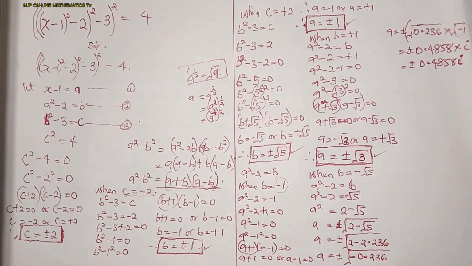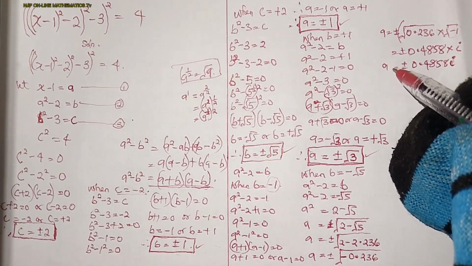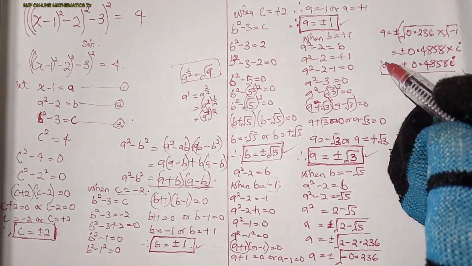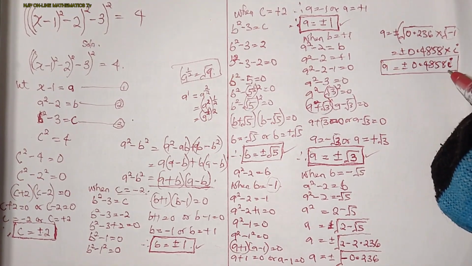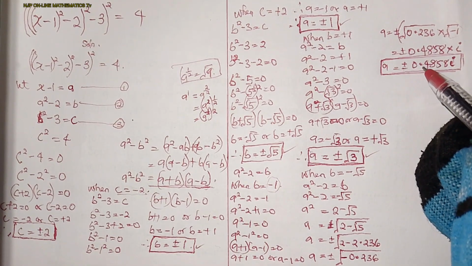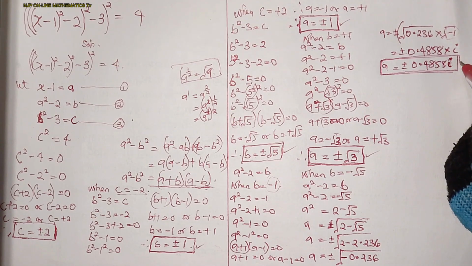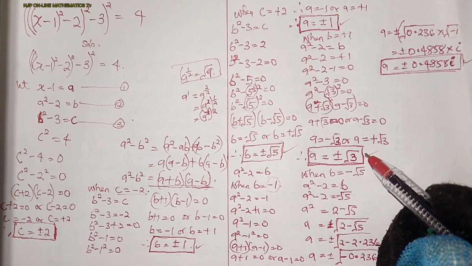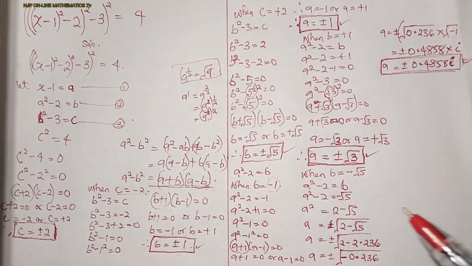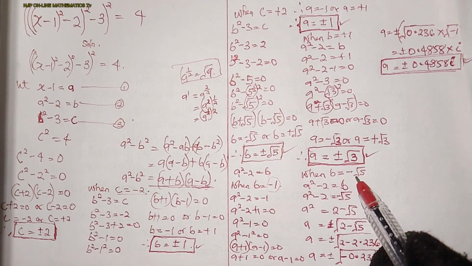So this is what we are now having as the value of A, that A equals positive or negative the square root, A equals positive or negative 0.485 i. So this is another value of A. We have obtained the first, the second, the third. So now that's when the value of B equals a negative root 5.